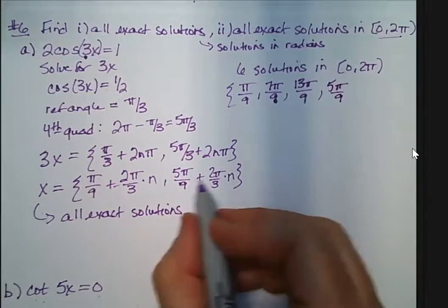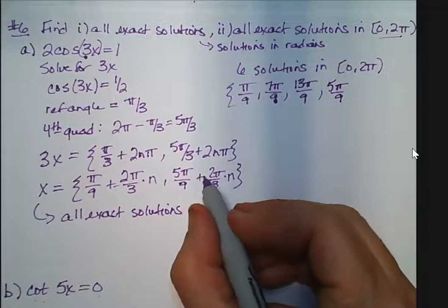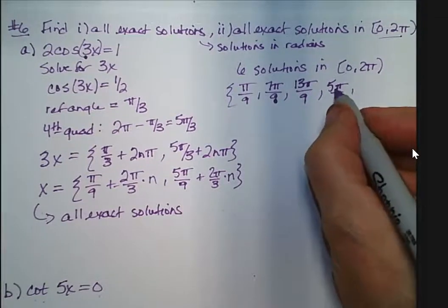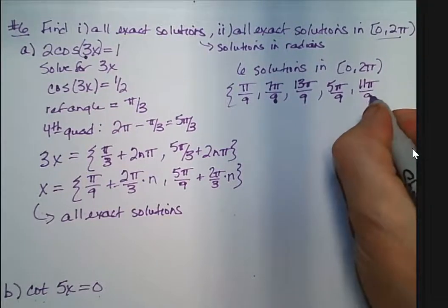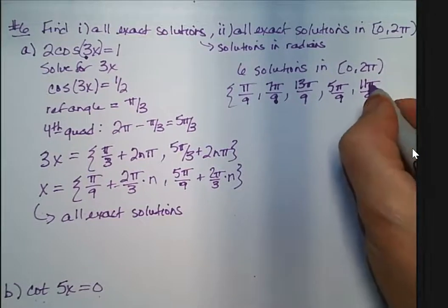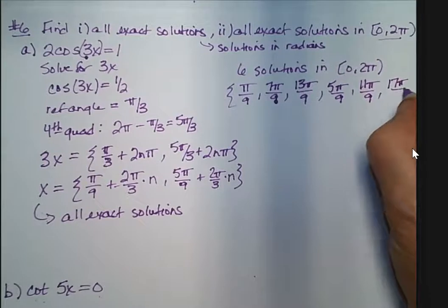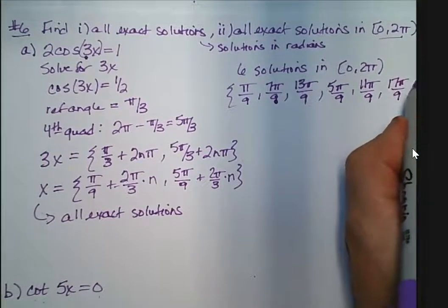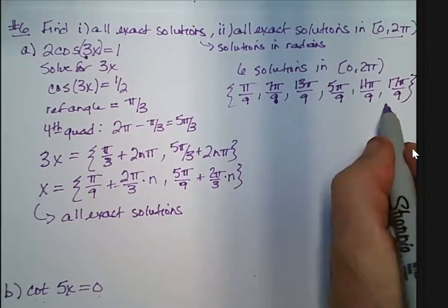So 5 pi over 9, the first one is when n is 0. If n is 1, then that means I'm adding on 2 pi over 3. So I'm taking 5 pi over 9 and adding 6 pi over 9. It makes that 11 pi over 9. And then my third one, I'm going to add another 6 pi over 9. That would give me 17 pi over 9. If I added on another 6 pi over 9, that would get me over 2 pi. So there are my 6 solutions.